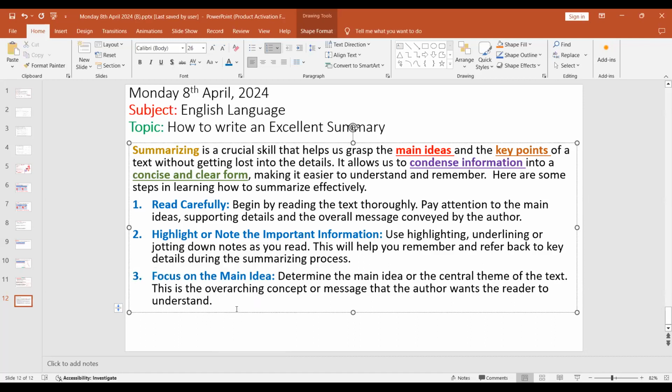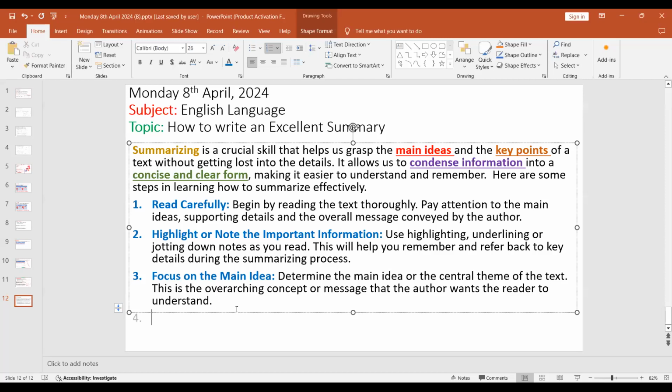So once you're ready, focus on the main idea or the main theme. And we say the central theme is basically the overarching message or concept that the author wants the reader to understand. So that's the main message. That's the most important thing the author wants you to understand. Focus on that. Highlight it. Underline it. Make sure you understand what it is.